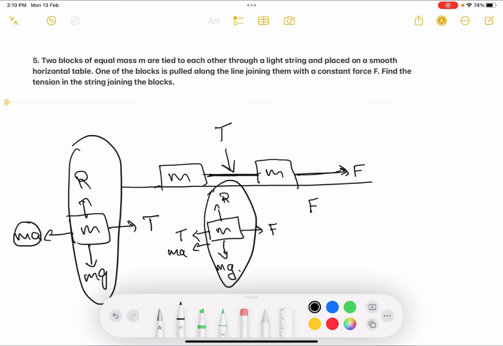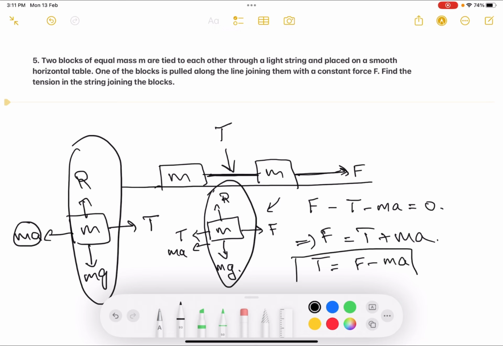Let's first take this object: F minus T minus ma is equal to 0, which implies that F is equal to T plus ma, right? Which implies T is equal to F minus ma. That would be a better equation for us.